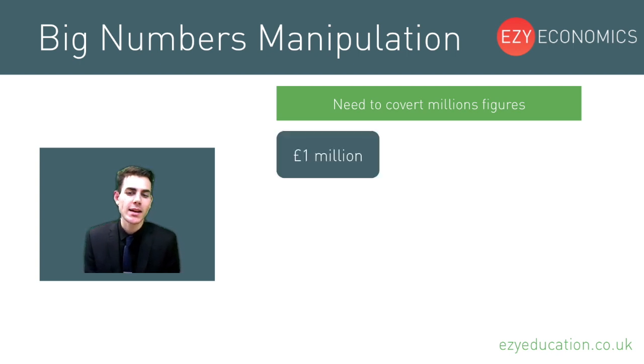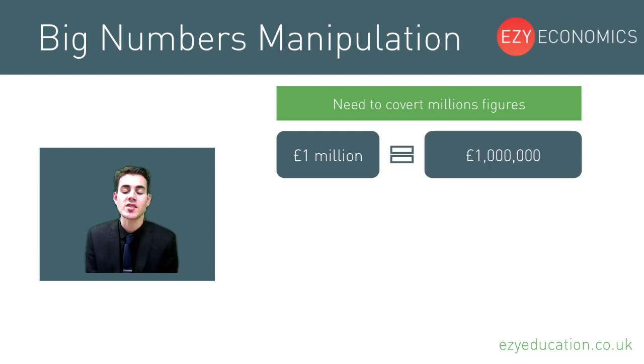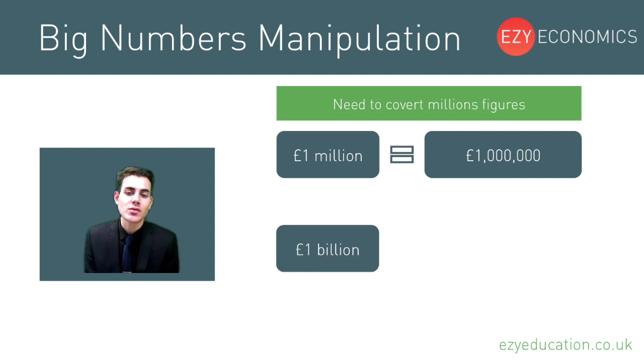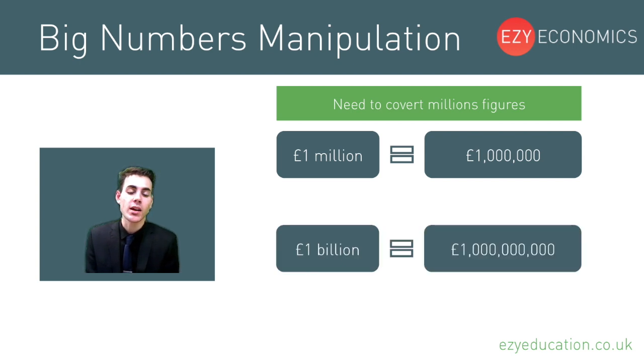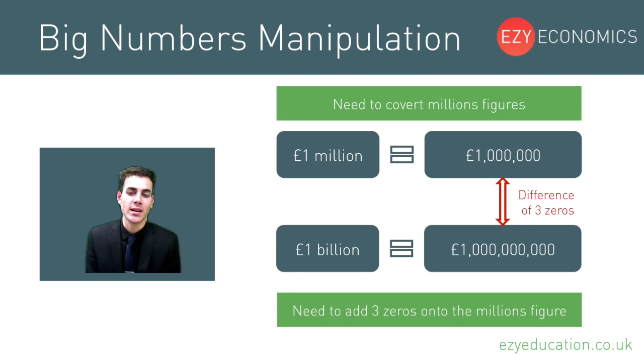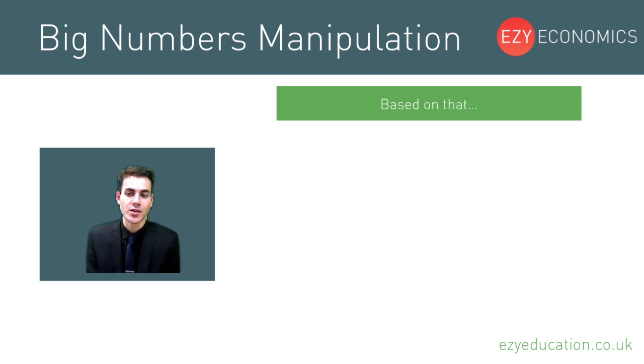Well, we know that £1,000,000 is just equal in longhand to £1,000,000 written with 6 zeros. And £1 billion is just written in longhand as 1 billion with 9 zeros. So we can see the difference between a million and £1 billion is just the difference of 3 zeros. So effectively, to get from a million to a billion, we just need to, in longhand, add 3 extra zeros onto the millions figure. But how mathematically do we go about writing a millions figure in billions form?